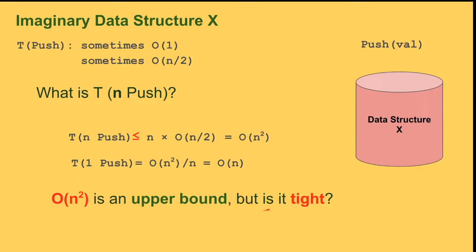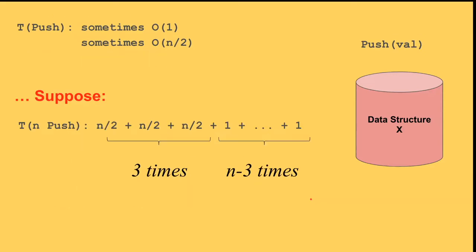But then the question is, is this a tight enough upper bound? As I talked about before, not every upper bound is useful. Only tight upper bounds are useful, or they are more useful.